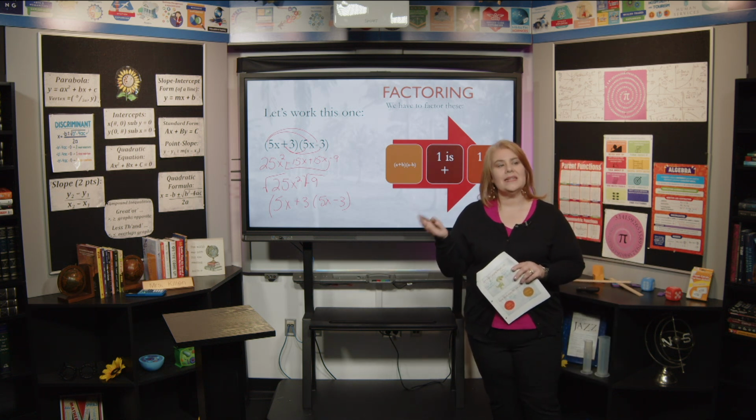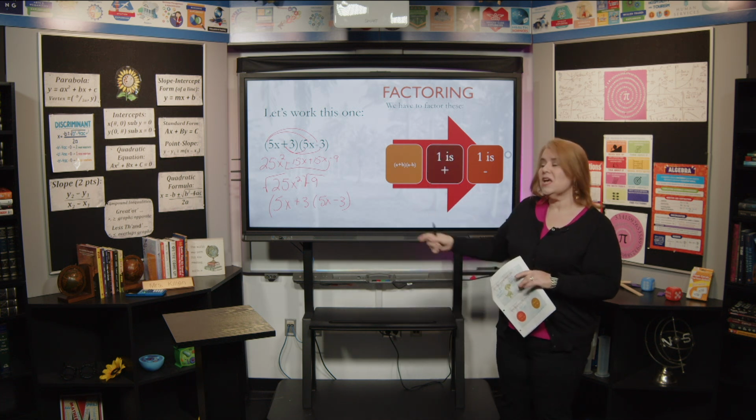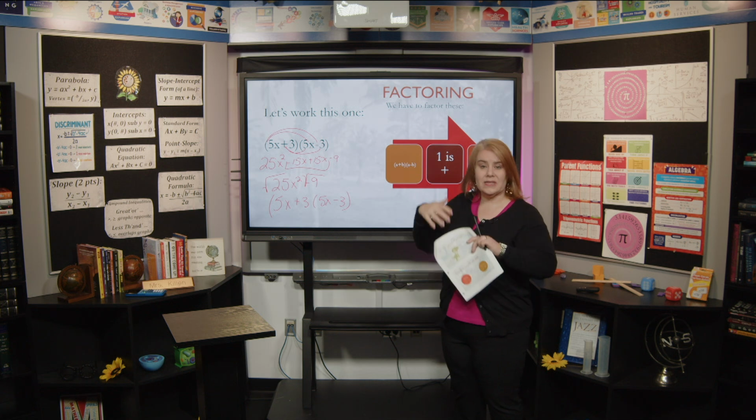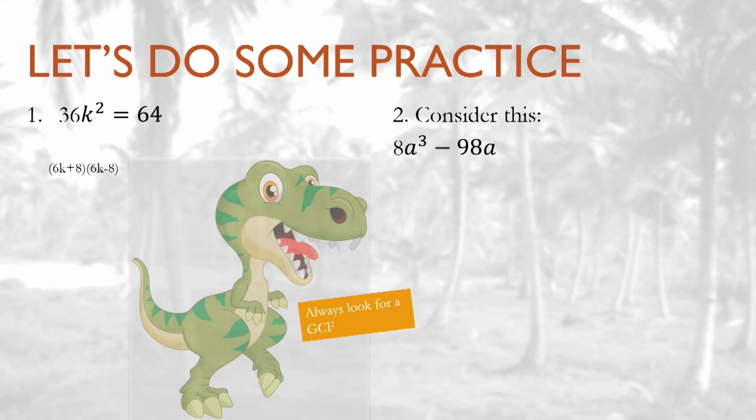Remember in our last lesson I told you that we're using these as building blocks? Here's one of those building blocks. So when we get to taking those square roots, now you can see from this lesson how this lesson is going to help you build to that one. So let's look at some more. If you look at number 1, we just left it at 6k plus 8, 6k minus 8. So that one's good. So the dinosaur is also telling us to always look for a GCF. So we may need to look for a GCF before we can factor anything.